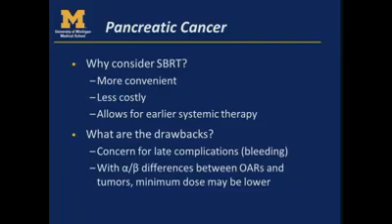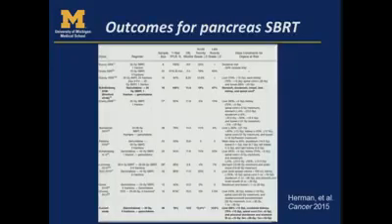So what are the drawbacks of using SBRT for pancreatic cancer, though? The main thing that people are really afraid of, including me, is concern for late complications, including bleeding. And of course, you're physicists, so you know alpha-beta differences. For the same tumor dose, the normal tissue perceives a much higher dose, so you either have to take that accelerated risk or you drop the tumor dose.